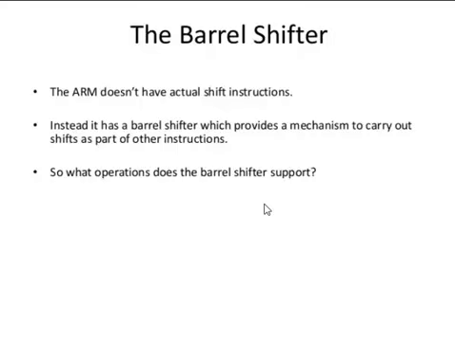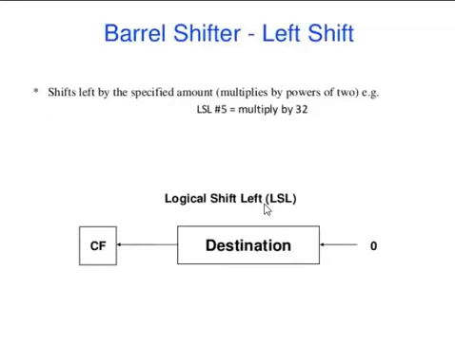The barrel shifter is used to carry out shifts as part of other instructions. Like if there is some carry or borrow operation, the barrel shifter is used for that. See the logical left shift, with the carry flag and the destination. The barrel shifter shifts left by a specific amount. For example, LSL #5 means multiplication by 32.